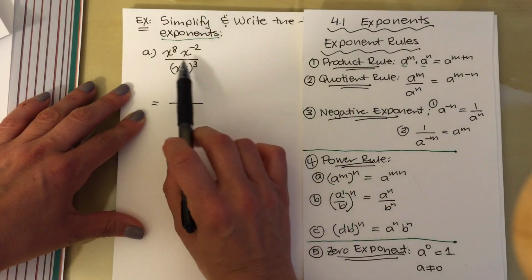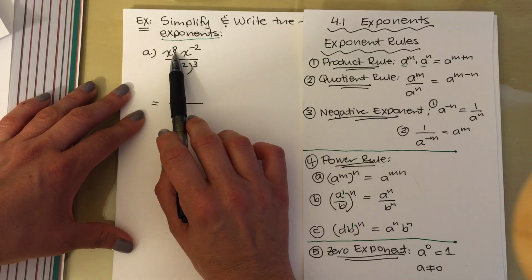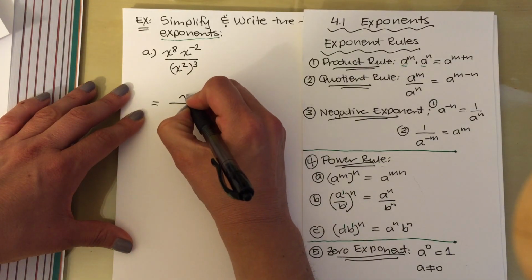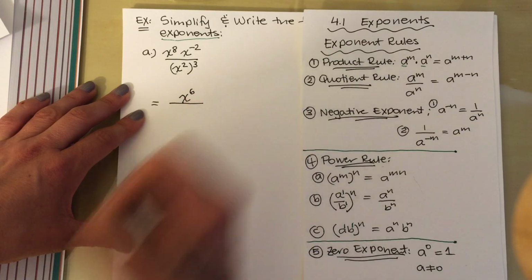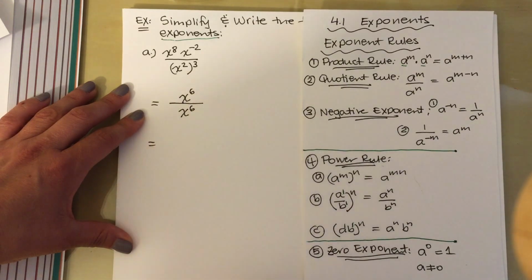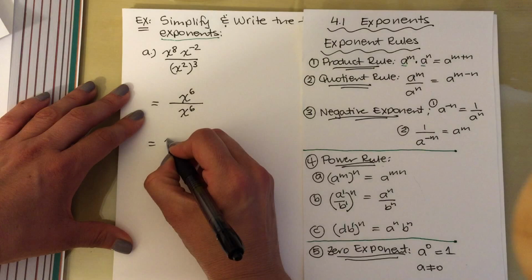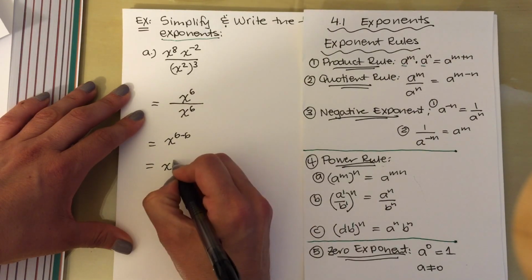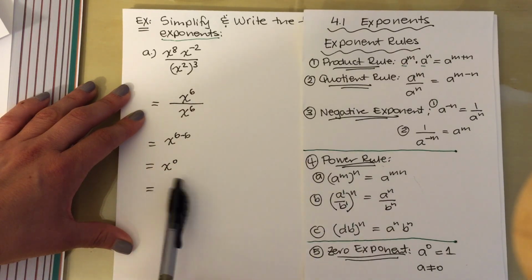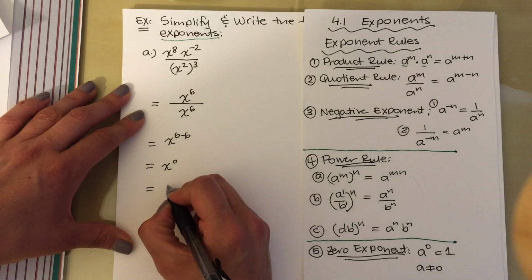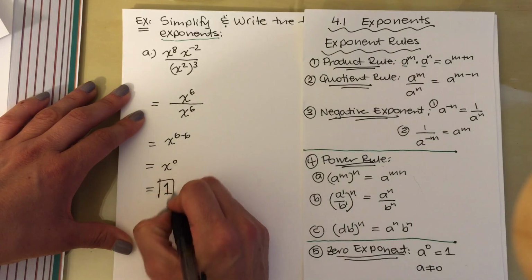So back to the numerator, you add 8 plus negative 2, that's going to be x to the 6th. The denominator is also x to the 6th. Now use the quotient rule, subtract your exponents. X to the 0, using the 0 exponent rule, is equal to 1. And we have our final answer.